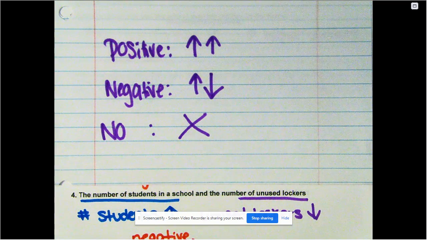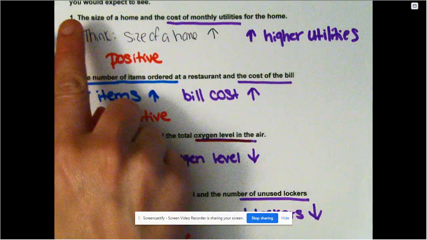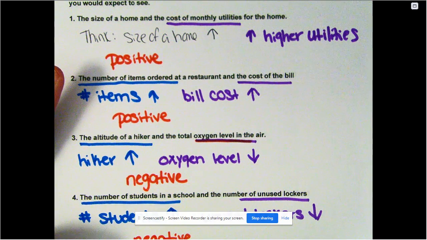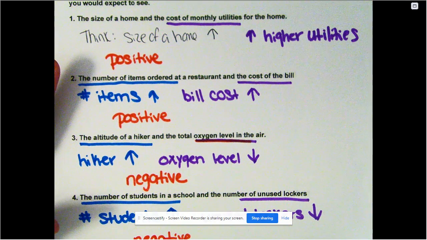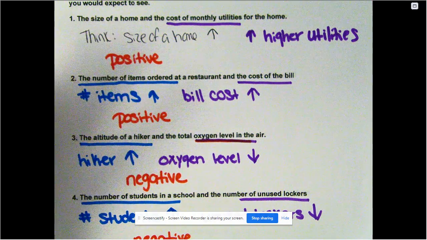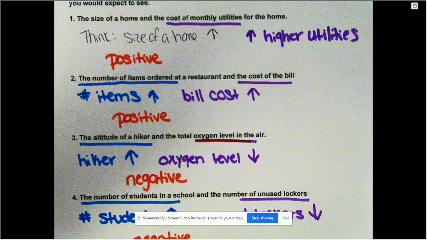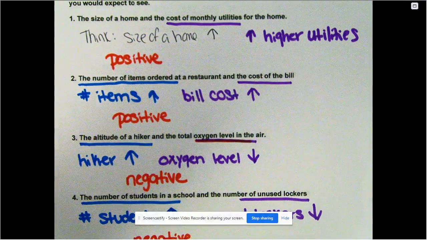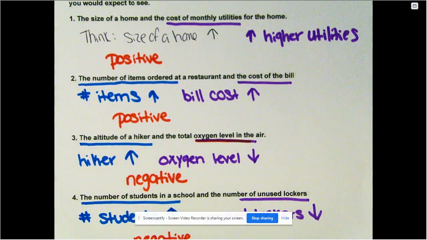And then always start off, this is just me personally, I always like to start off by whatever is listed first in my description, visualizing as that thing increases, what happens to the second thing that is listed in that description? Does it increase as well? That would be positive. Does the second thing decrease as the first increases? Opposite directions, that would be negative. Or does it not really matter? And so therefore, it would be no correlation.